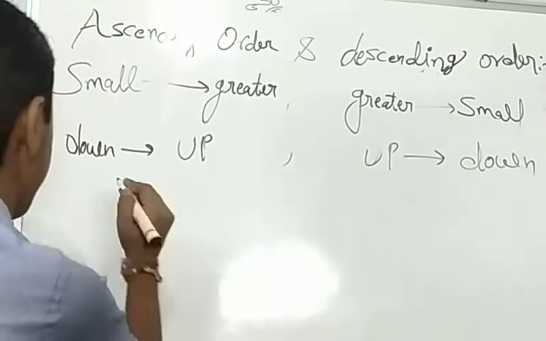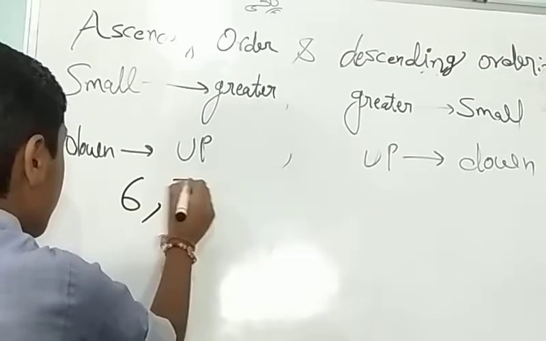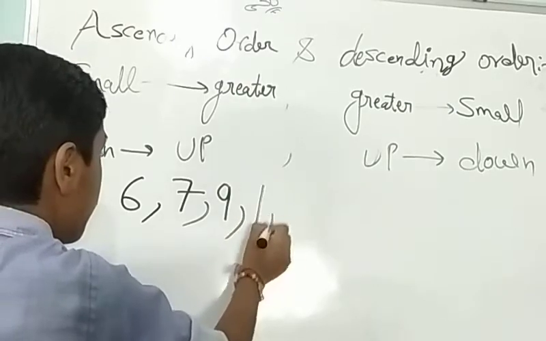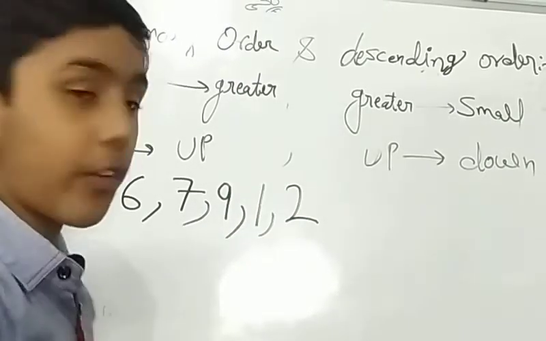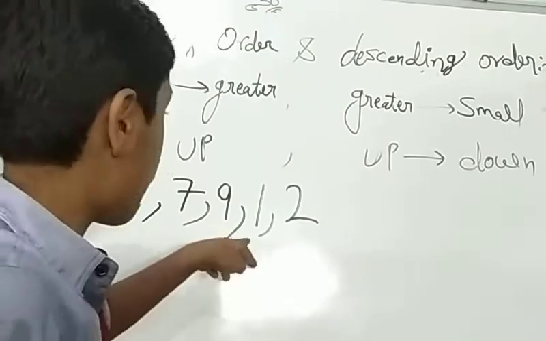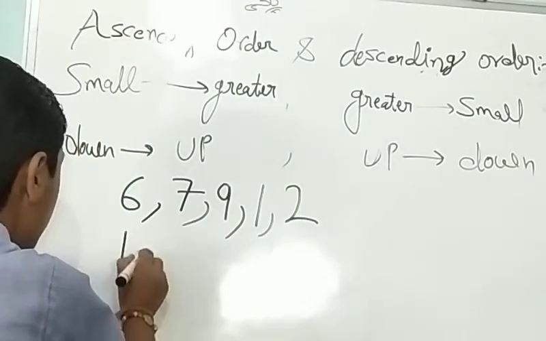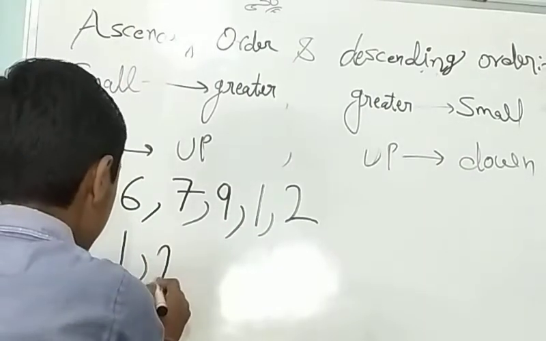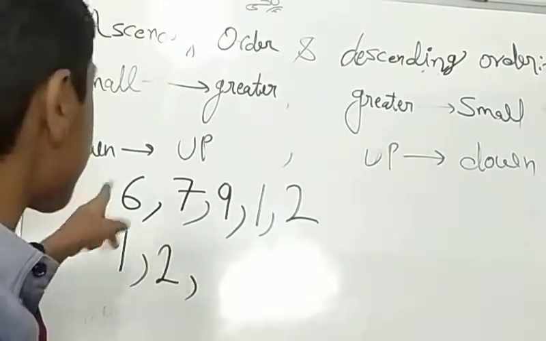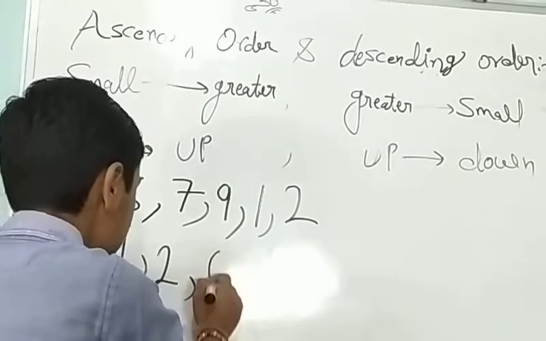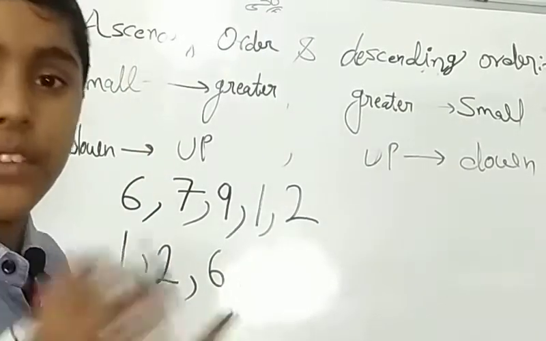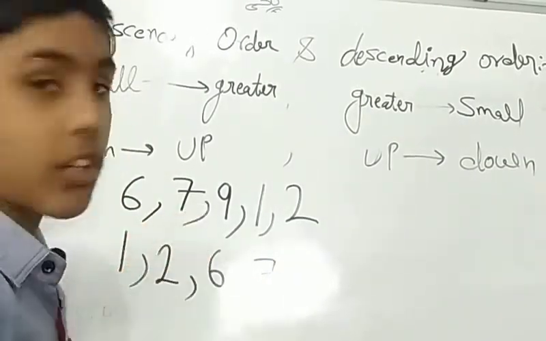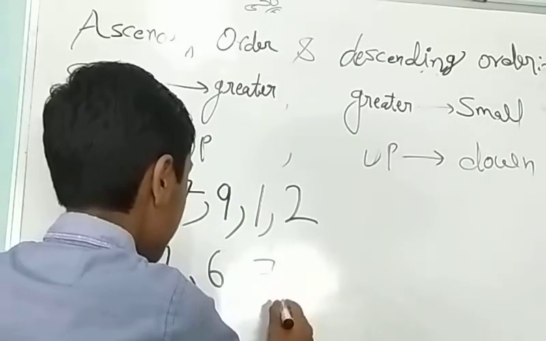One question, also see. 6, 7, 9, 1, 2. So first, which is the smallest number? 1. So we will take 1. Then second is smallest, so we will take second. Then 6 is smallest, then we will take 6. Then 7 will be smallest, then we will take 7. Then 9 is the only number here, so we will take only 9.